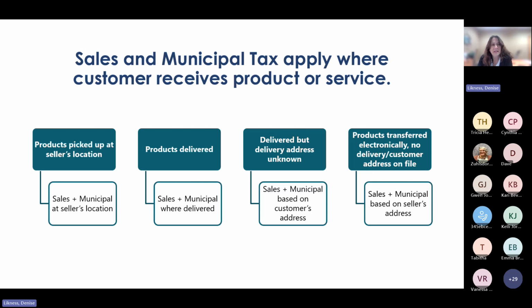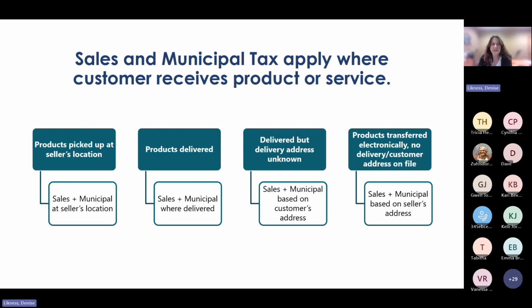Okay, we kind of went over this a little bit. We'll go over it a little bit more. State and city tax applies where the customer receives the product or service. We kind of, where they take possession of it. It's really easy if it's picked up at the retailer's location, somebody goes and picks it up there. It's basically you took possession at the store. So it's state and city tax where you picked it up.